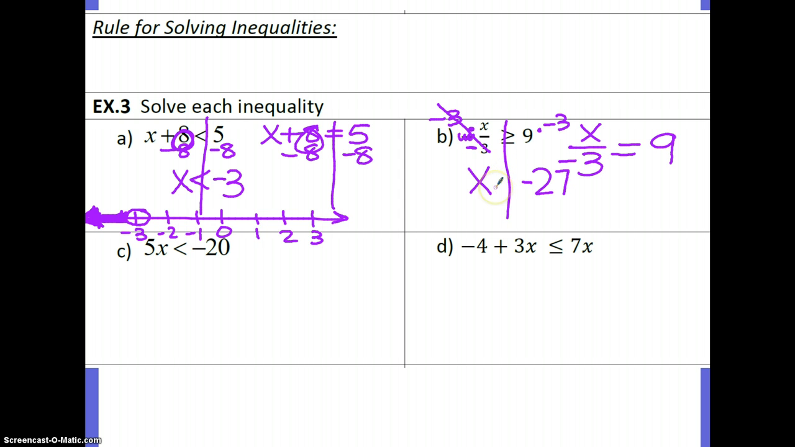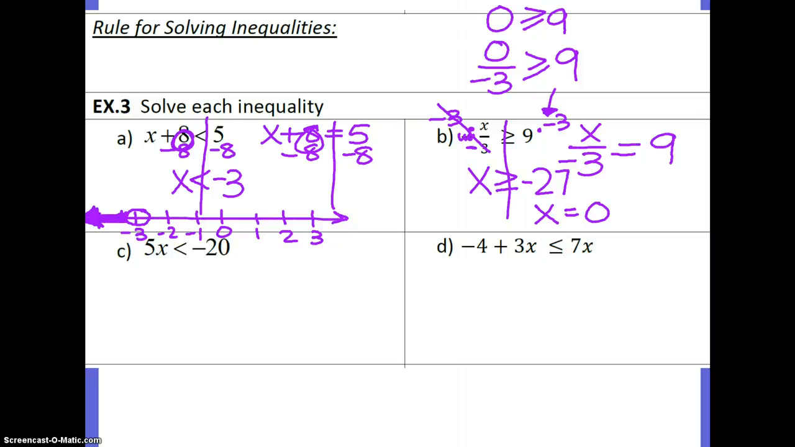And before I told you to just bring down the symbol, this one is a little bit different. Because I multiplied by a negative, this one's a little bit tricky, because if I bring down that symbol, then I'm saying that x is greater than or equal to -27. Well, let's say x is 0, and let's see if that works back in our problem. If I do 0 over -3, is that greater than or equal to 9? Well, 0 divided by anything is 0. So is 0 greater than or equal to 9? And that's not true.